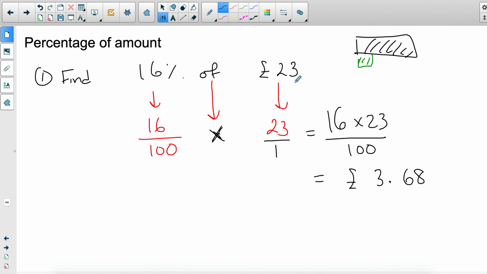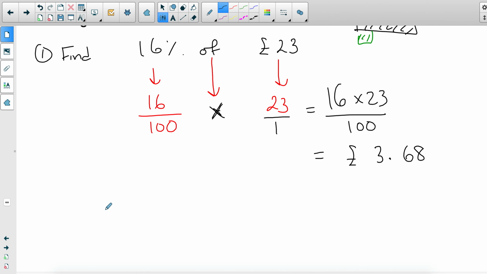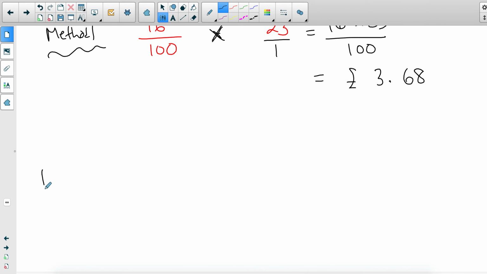So this is the quickest way to find the percentage of an amount: 16%, 16 over 100, and then times that. The longer way to find it, which is what they usually teach you when you're starting percentage of amounts without a calculator, is method 2. They'd always tell you to find the 1%, or find the 1% and then the 10%, and then the 5%, and you combine them all together. It's just a longer way.